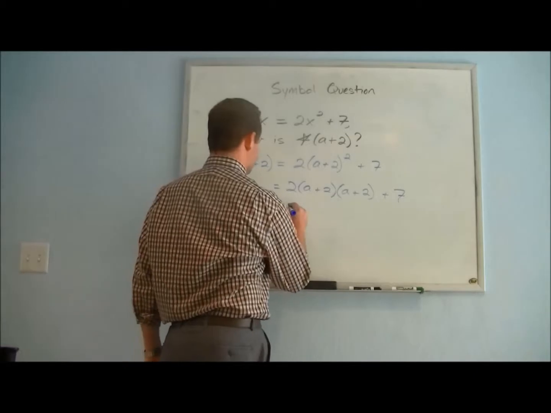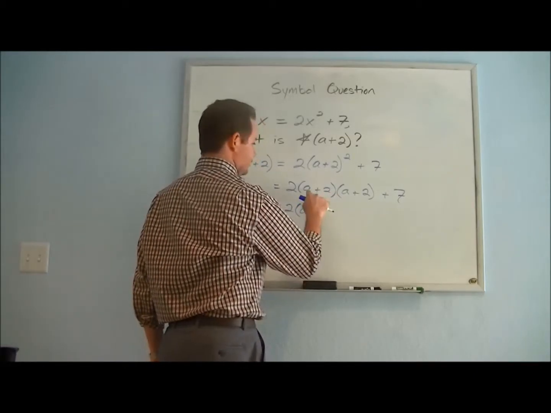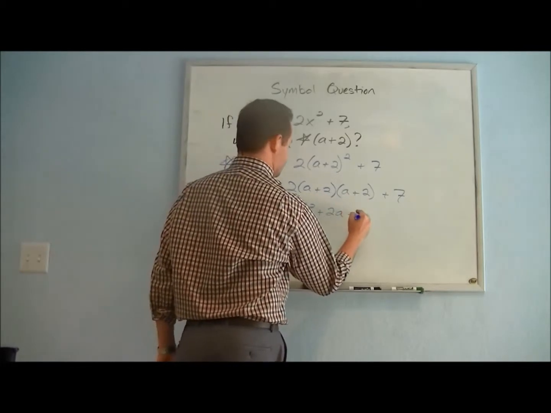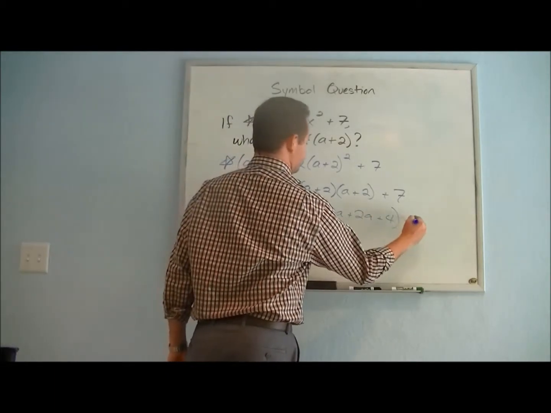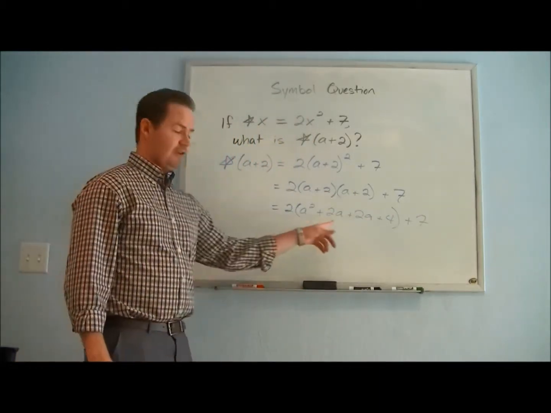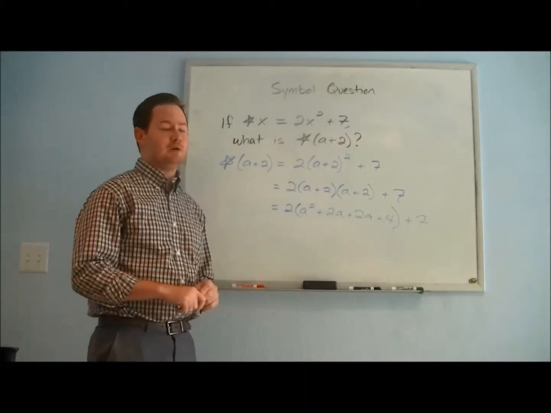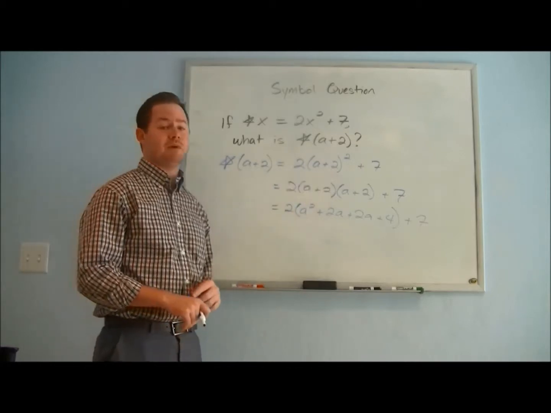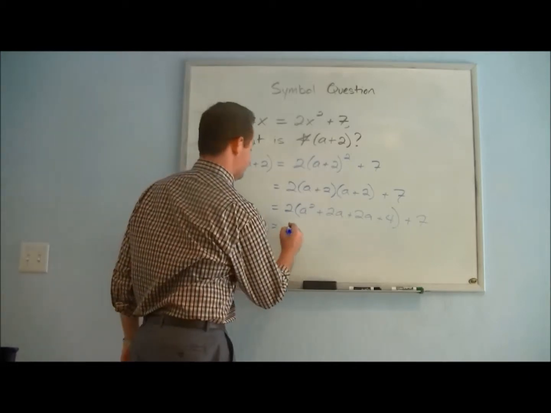As we go through and FOIL, first, a squared, outside, 2a, inside, 2a, and last, 4, is what we get when we FOIL those two binomials. If you have questions on this part, you might want to take a look at one of our other videos about how to FOIL two binomials when you're squaring a binomial or multiplying two different binomials times each other. If you're comfortable with this, then we'll go ahead and move on from here.